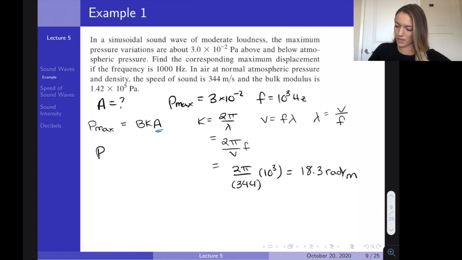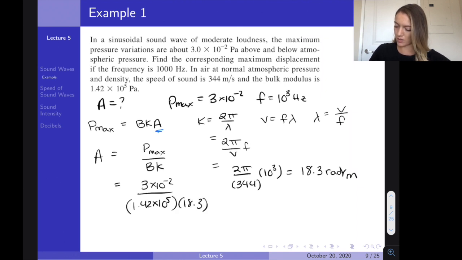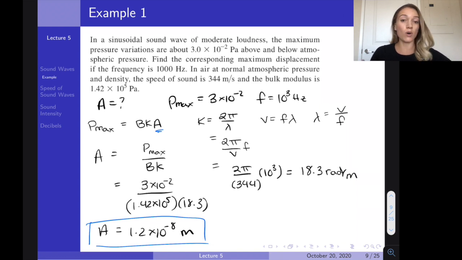So let's solve for A first. We get the amplitude is P max over B times K. And then just plug everything in. P max we said was 3 times 10 to the negative 2. B was 1.42 times 10 to the 5. And then K was 18.3. So this all comes out to 1.2 times 10 to the negative 8 meters. So you can see how small this displacement is. Your ear is really sensitive to these displacements and to disturbances in the air, because you can basically detect a disturbance that is like a nanometer.